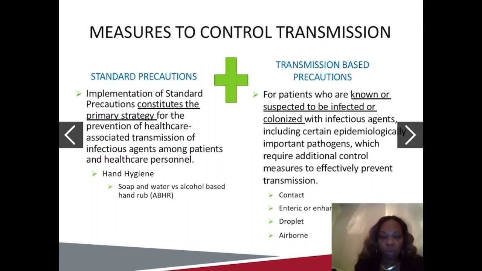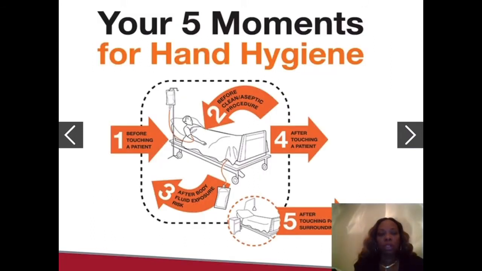Hand hygiene, soap and water versus alcohol-based hand rub. Personal protective equipment: gowns, gloves, masks, eye protection. You want to wash your hands. There are 5 moments for hand washing. You want to wash your hands before touching the patient, before cleaning, or for aseptic procedures. You want to wash your hands after you have come in contact with body fluid. You want to wash your hands after touching the patient, and after touching the environment or the surroundings.